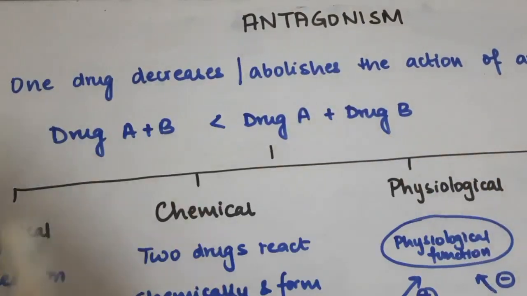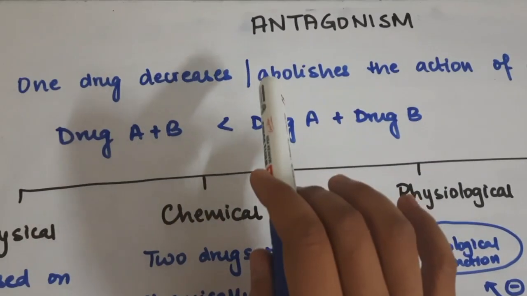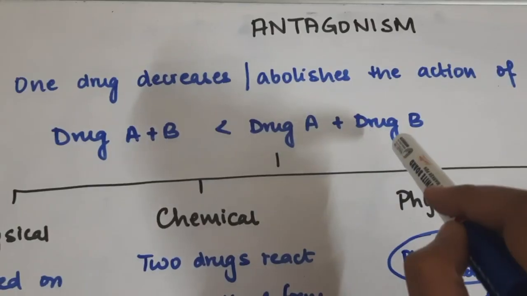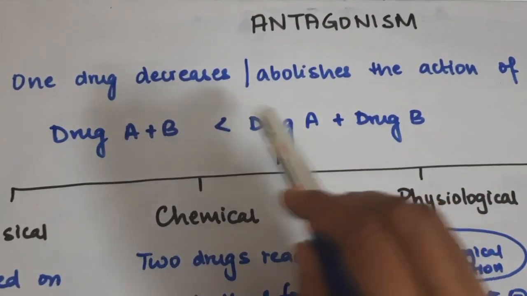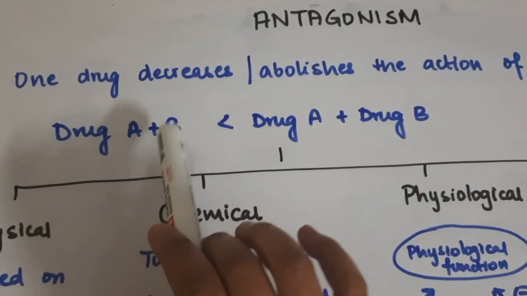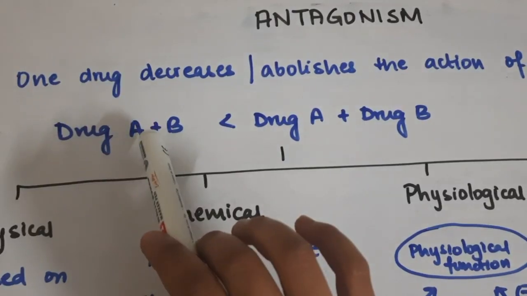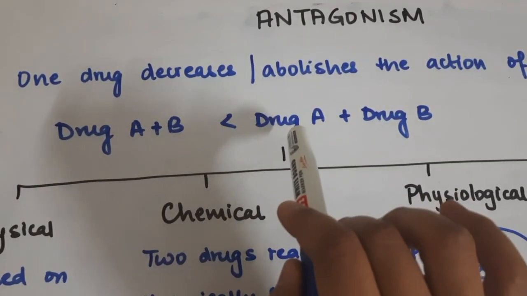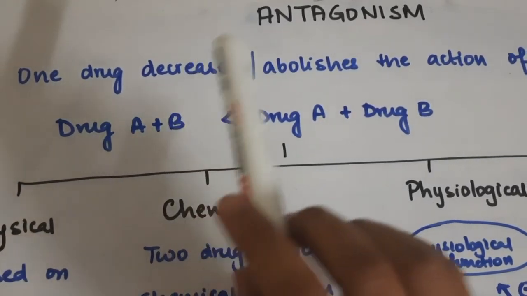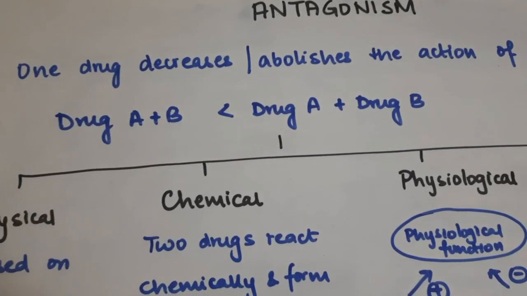Now let us look at antagonism. What will happen in antagonism? One drug will decrease or abolish the action of the other drug. So let's say there is a drug B. If it is given along with drug A, which means if drugs A and B are given together, it will inhibit or abolish the action of drug A, and the resultant effect will be less than the effect of drug A plus drug B if they were given separately. So one drug will decrease or abolish the action of the other drug.